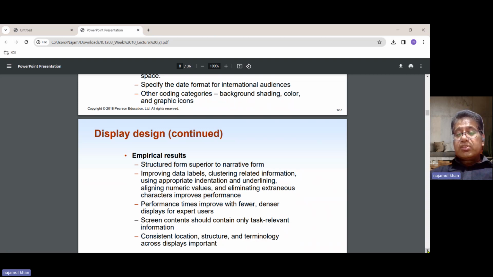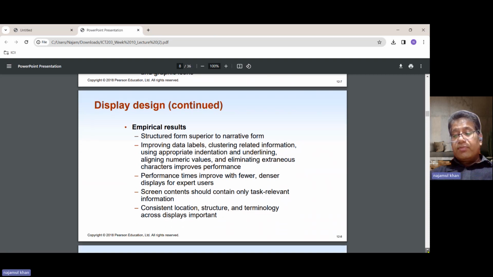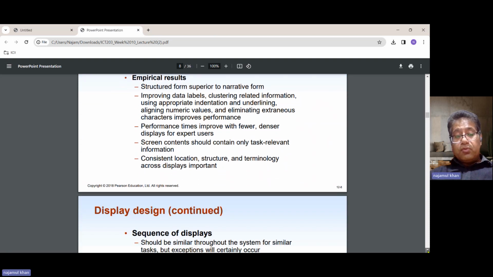Guys, performance times improve with fewer, denser displays for expert users. Like over the years, 20 years ago the websites looked different. What they look like now is completely different. They look more sharp. They contain more information than they ever contained before. So things have changed. You have to change yourself as well. So please come up with modern design. I would like to see modern design in your assignment. So this information will provide you good help.